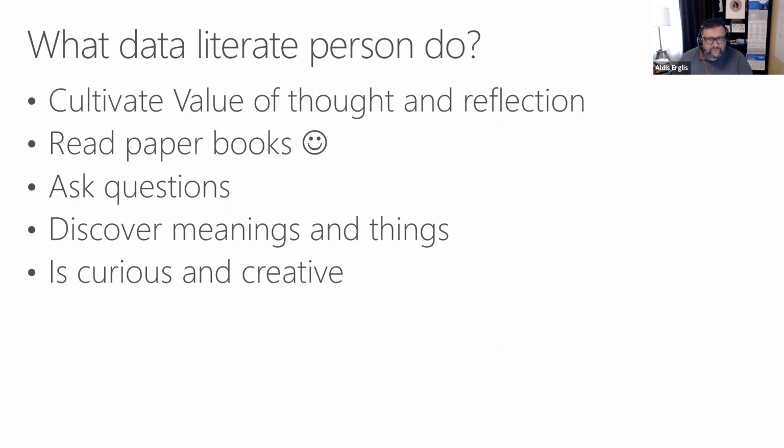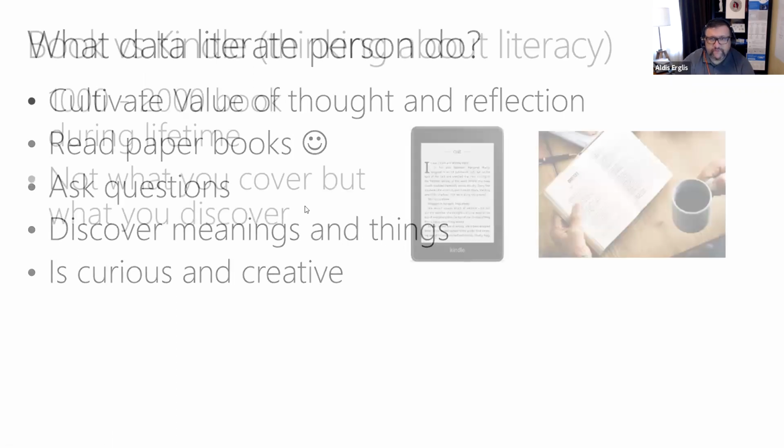Second is to read paper books. We will come to it, but it's very important, which is why I put a smiley here. Ask questions, of course, and be curious. Discover meaning and things. We need to discover, and of course be curious and creative. So these are the qualities of a data literate person.